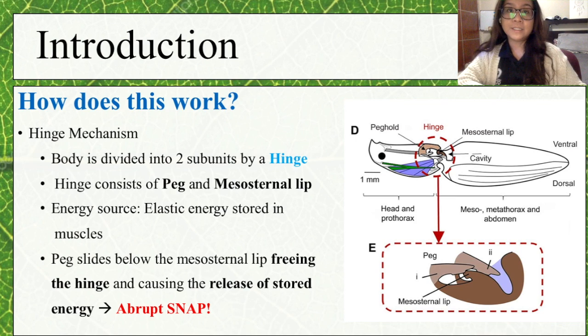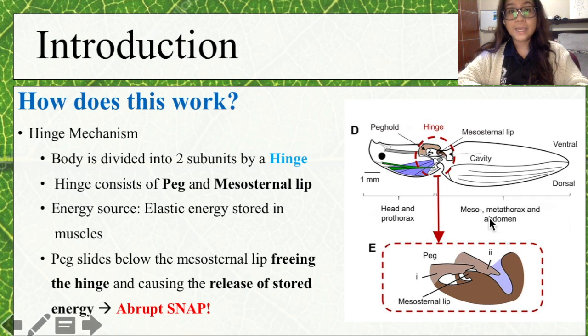So how exactly does this click mechanism work? So the beetle is divided into two subunits by a hinge, and within this hinge is where the clicking mechanism occurs. So it is the two structures that are mainly responsible for that click, and that is the peg and the mesosternal lip, while the actual contraction and the flexion of the head is elicited by the peg moving muscle. So I'm going to demonstrate this using my trusty stapler.